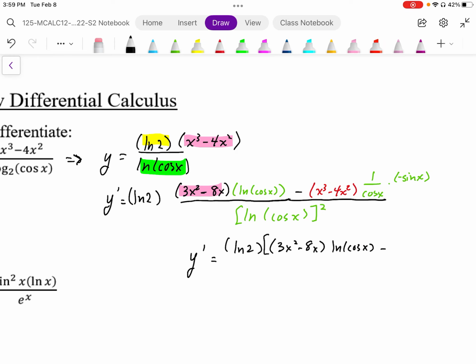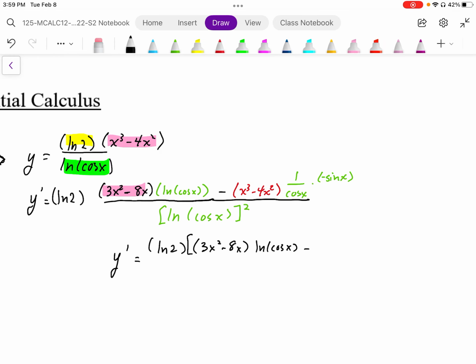Okay, and then minus x cubed minus 4x squared. That's going to be a negative tan, so times all that by positive tan x and change that negative to positive. So basically, those two negatives together give me this plus here. Okay, so that's just cleaning up my signs a little bit. And then in the denominator, I end up with log of cosine x, and that's all squared.